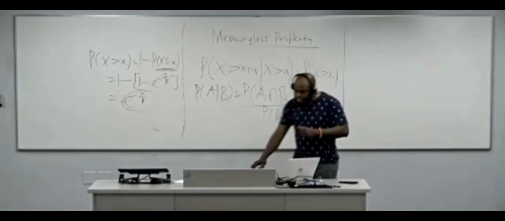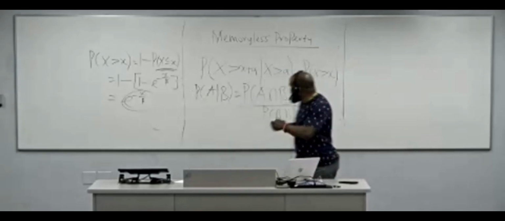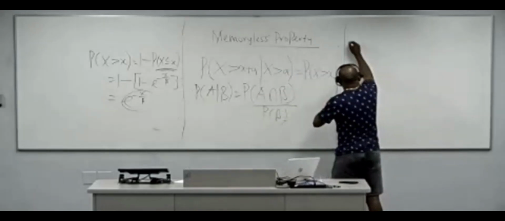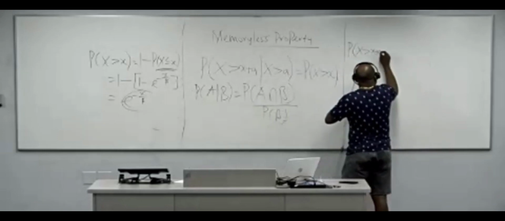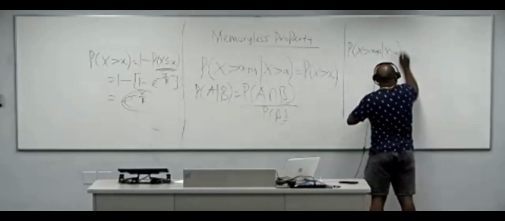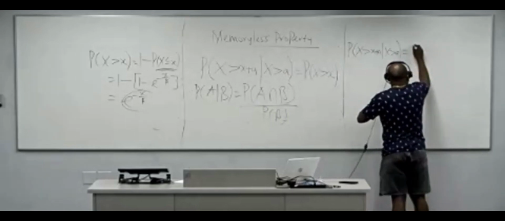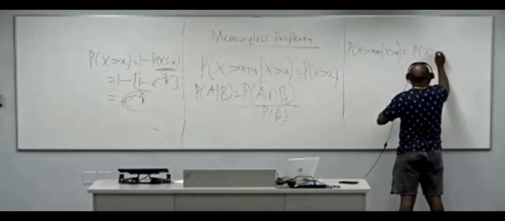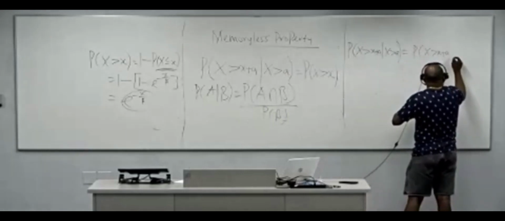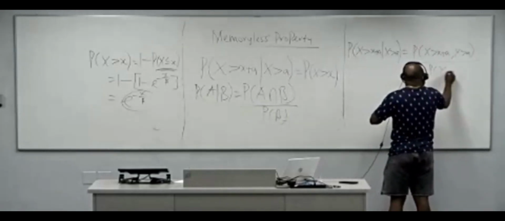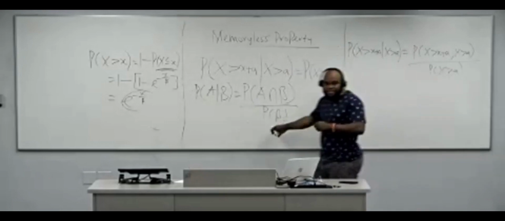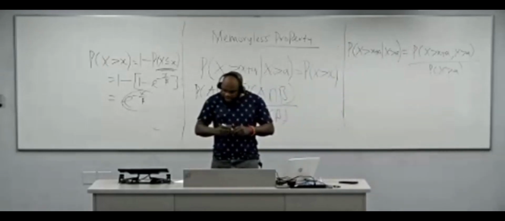So if you take a look at that now, the probability of S greater than x plus a given S greater than a is actually going to be the probability of S greater than x plus a, comma, S greater than a, divided by the probability of S greater than a. We're using this idea, right? That's what we're using.